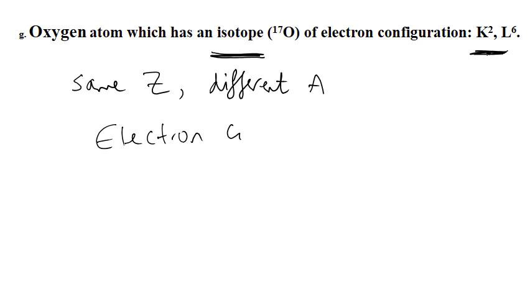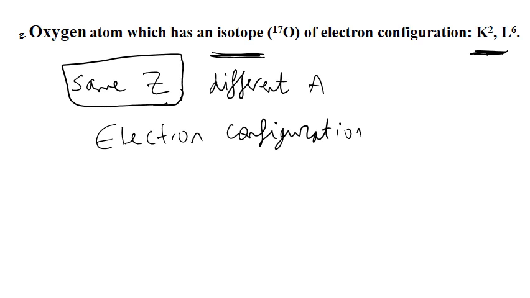You said isotopes have the same Z, right? Okay. So 2 with 6, they represent what? Yes, so the atomic number is equal to 8. So the other isotope, if it has the same Z, what should be its electron configuration? It should be the same, because they have the same Z. If they have the same atomic number, then they should have the same electron configuration. This is what I mean by isotope.